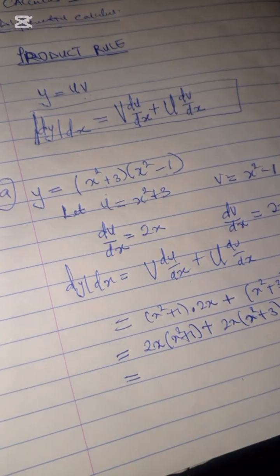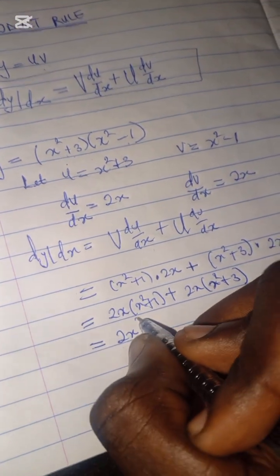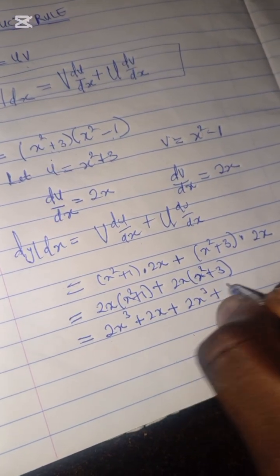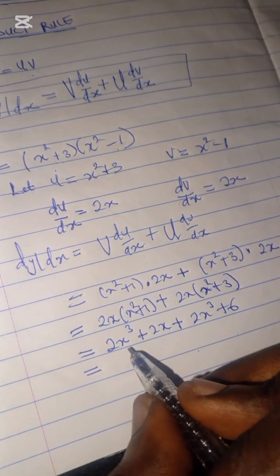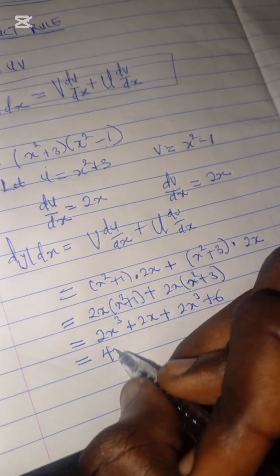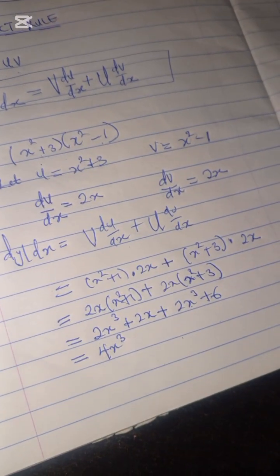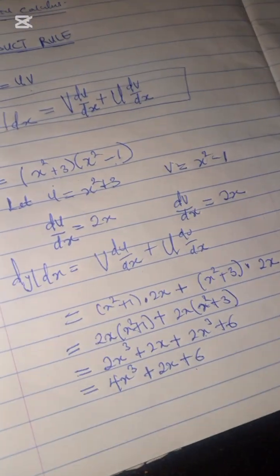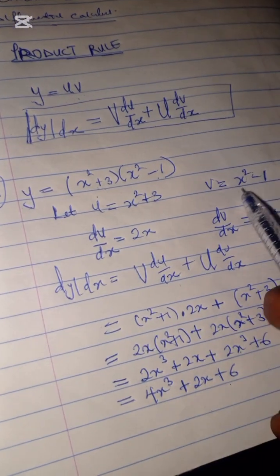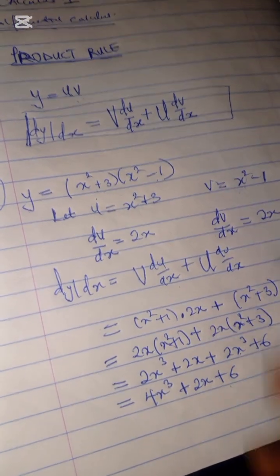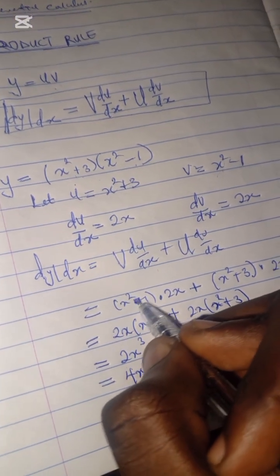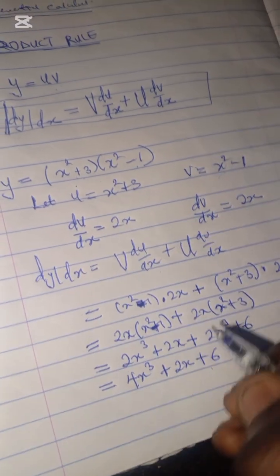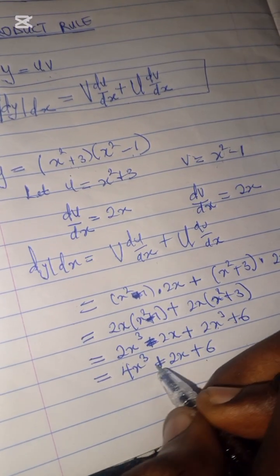Using 2x to open the bracket, we should have 2x cubed plus 2x, plus 2x cubed plus 6. This should give us 2x cubed plus 2x cubed, that's 4x cubed. Anyone with x squared? No. Then plus 2x plus 6. Let me come again. What's our v? Our v is x squared minus 1. Oh, v is minus 1, not plus 1. That's a mistake there. So v is minus 1, this should be minus 1, then this should be minus 2x, and this should be minus 2x.